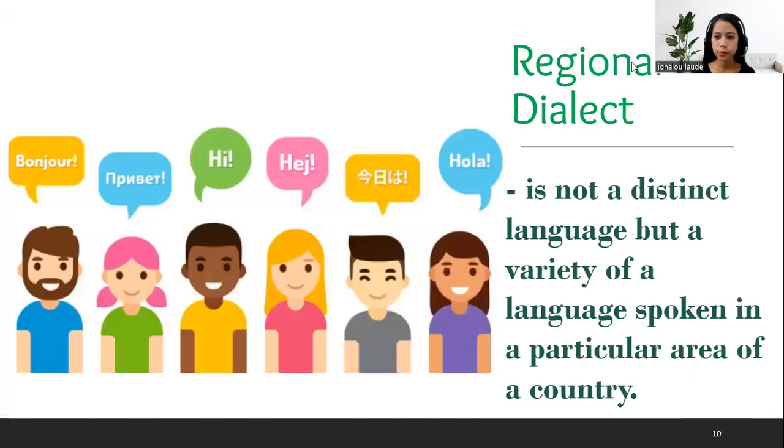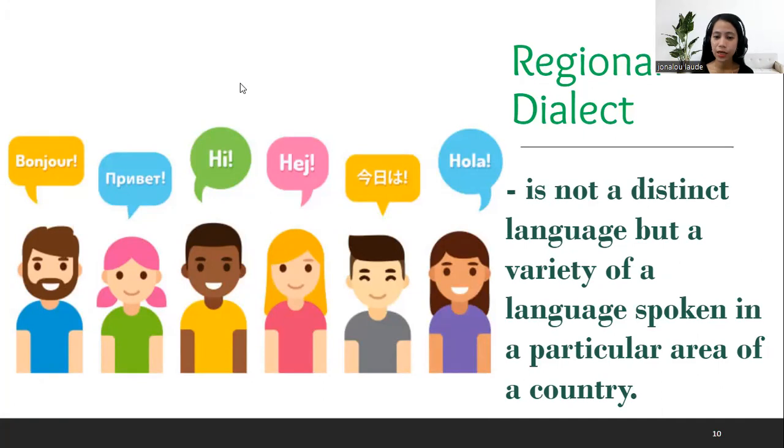Alright, next we have here the regional dialect. When we talk about regional dialect, this is not a distinct language, but a variety of language spoken in a particular area of a country. For example, here in the Philippines, we have a lot of regions. We have region 1, region 2, region 3, region 4, region 5, region 6, region 7, and so forth and so on.